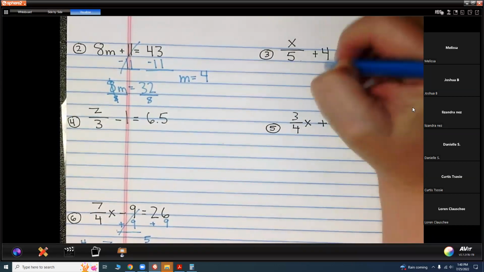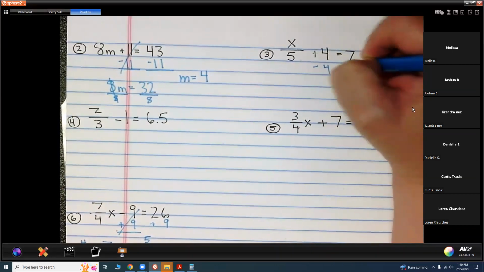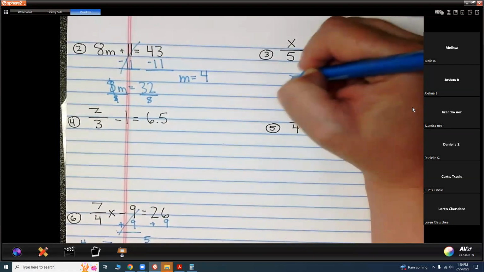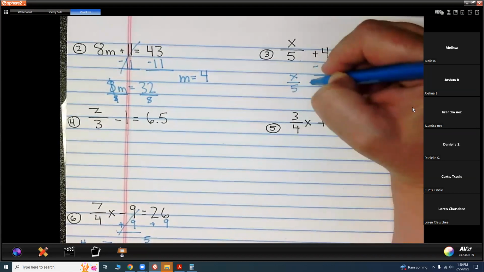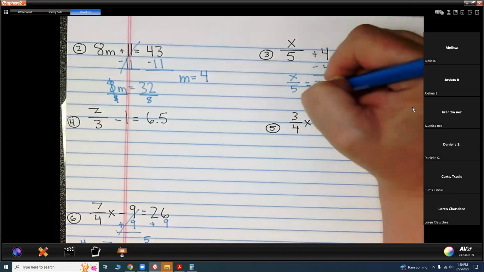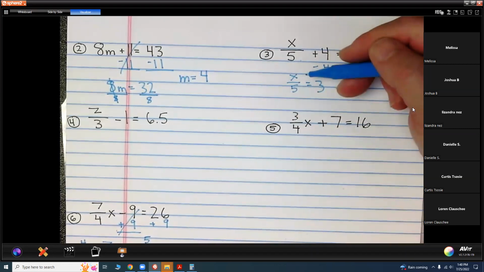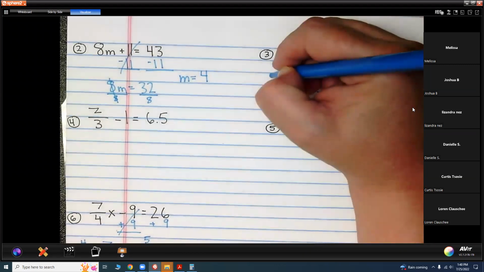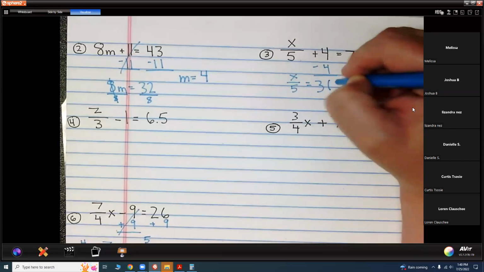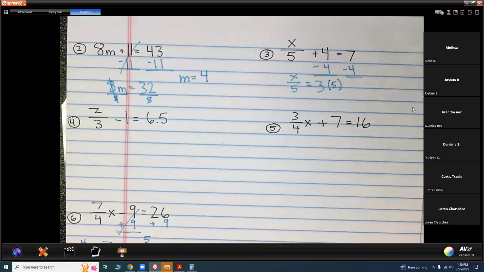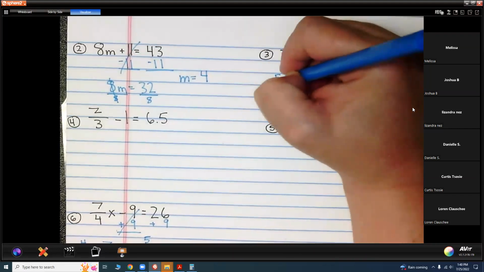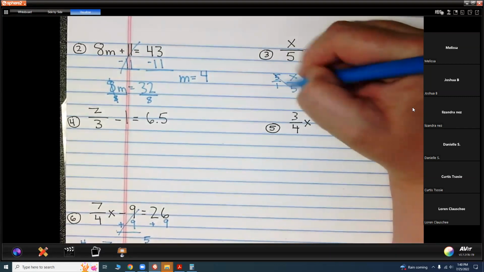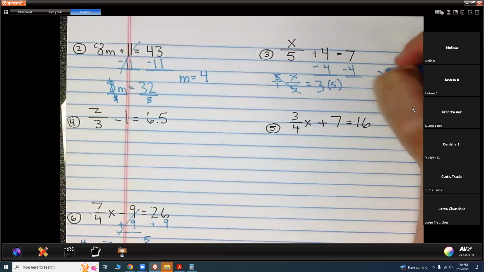All right, so number 3. We're going to subtract 4 from both sides. Plus 4 minus 4 is 0. So x over 5, or x divided by 5, equals 7 minus 4, which is 3. Hopefully everyone's remembering this is x divided by 5, so the opposite is to multiply by 5. I'm going to multiply both sides by 5. If you're super smart like Kaylee, you might not need to see that step. But 5 times x over 5 leaves us with x. 3 times 5 is 15. So x equals 15.